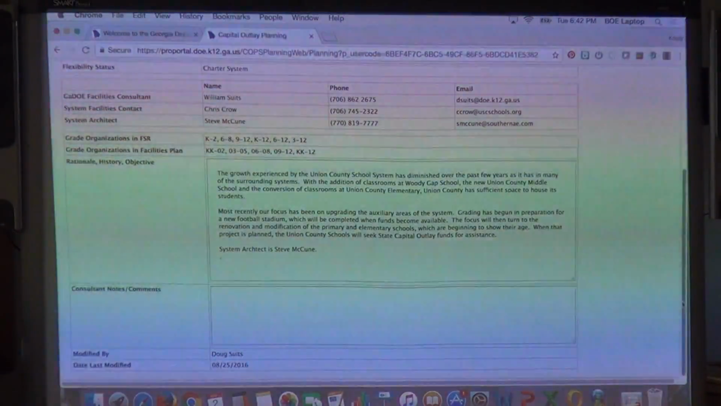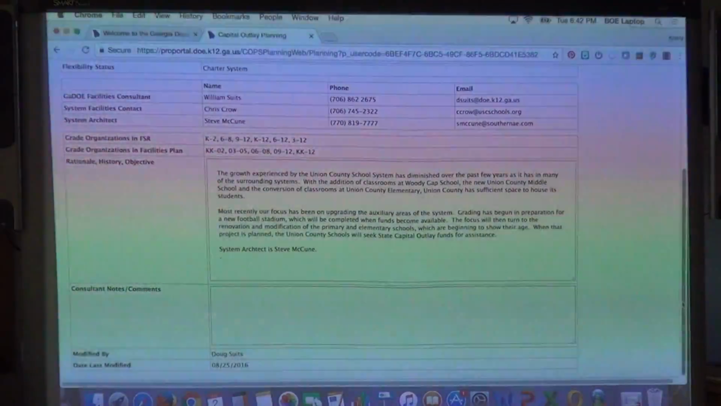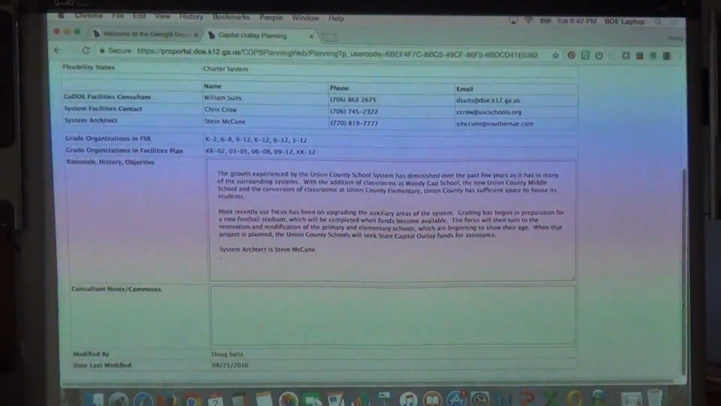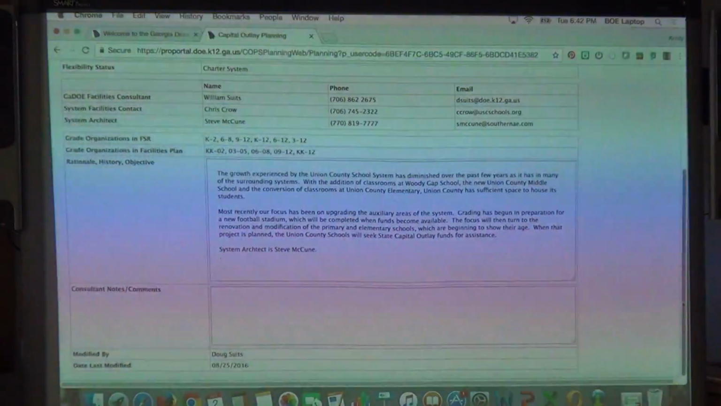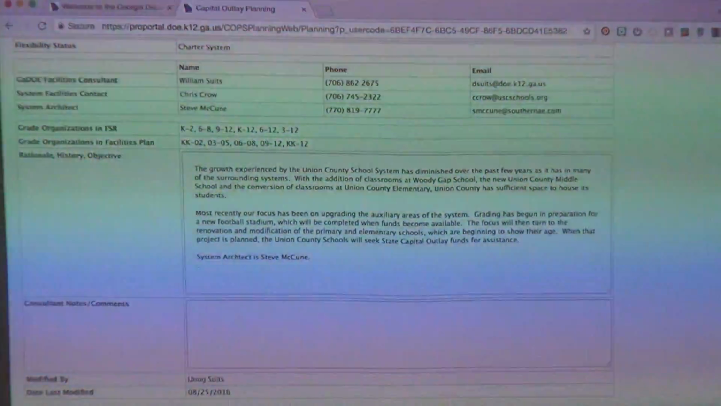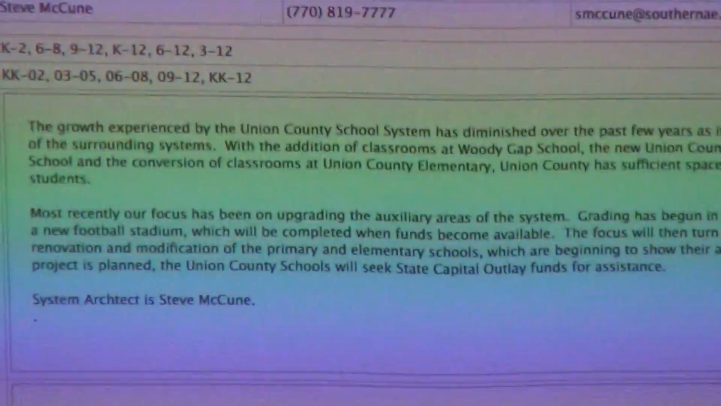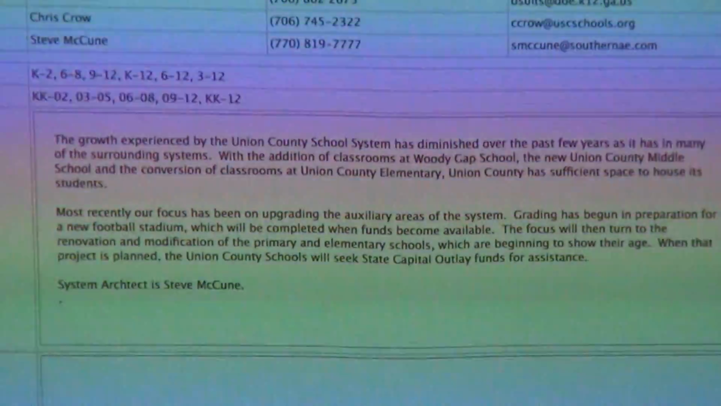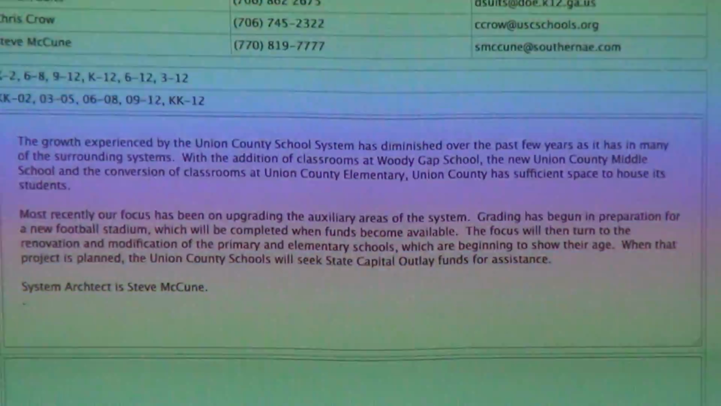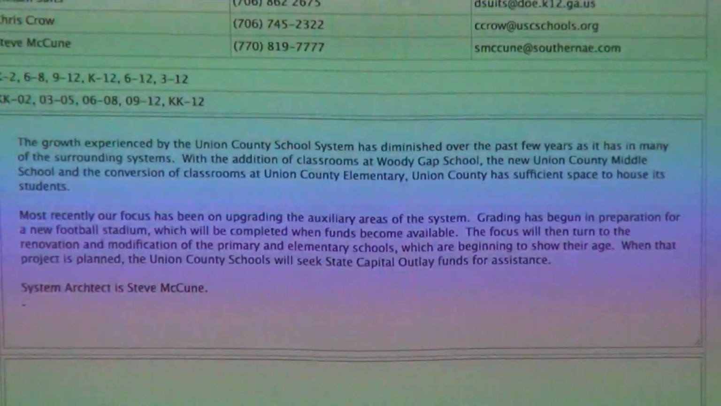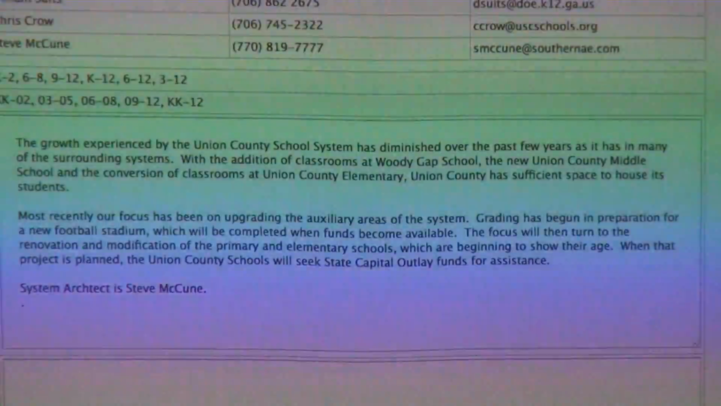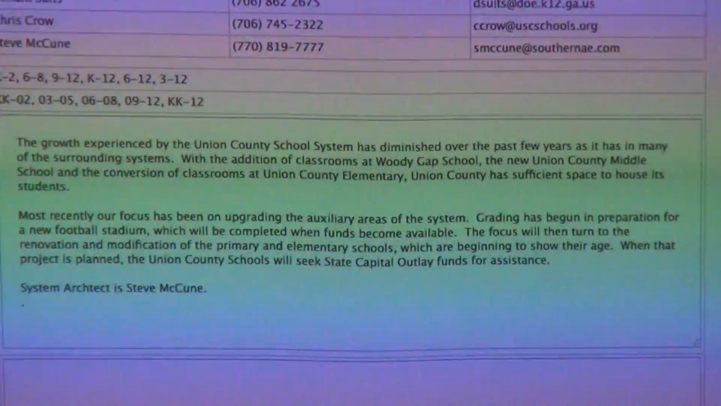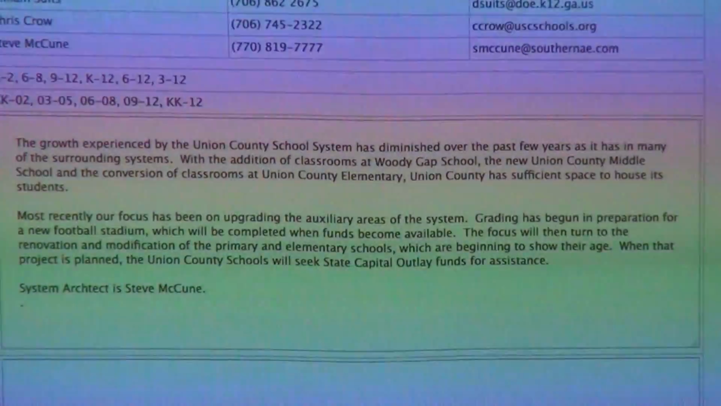As you can see here, this one says the growth experienced by Union County has diminished, and that's not unlike most all the North Georgia systems. The growth has diminished since, I guess, the economic downturn, which happened in what, 2008 or so. And so most school systems begin to change their focus from new construction to renovations, modifications, or replacing schools as they need to. But that statement usually is something put in there.